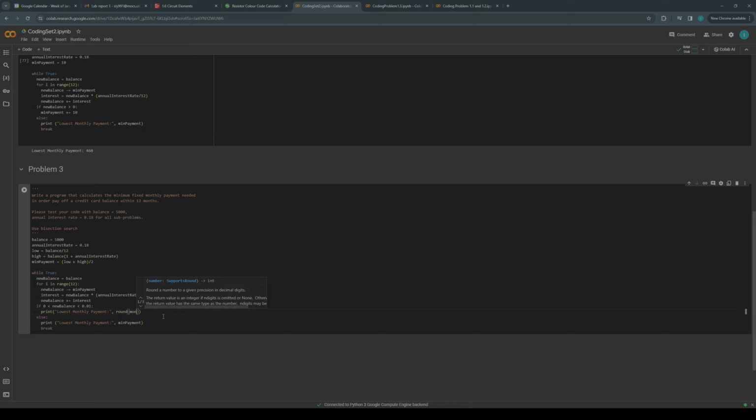So then we're going to have an else if, and this is kind of where bisection search is pretty interesting. If the New Balance is greater than 0.01.